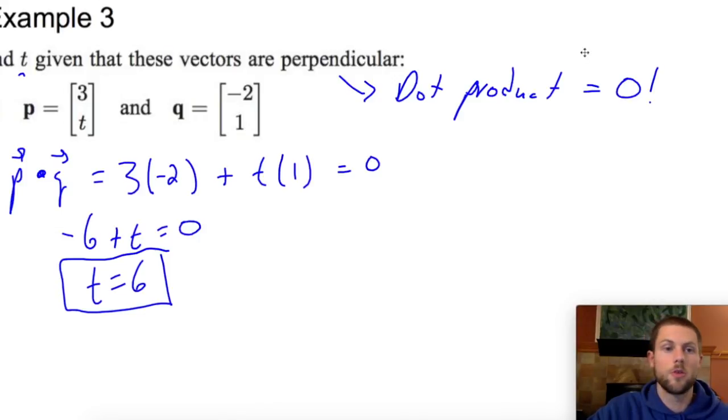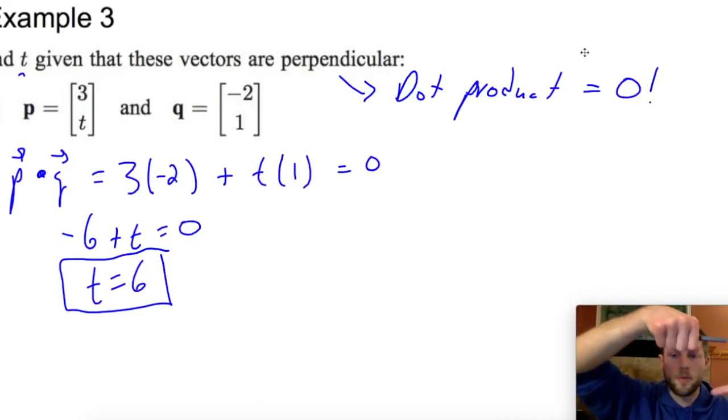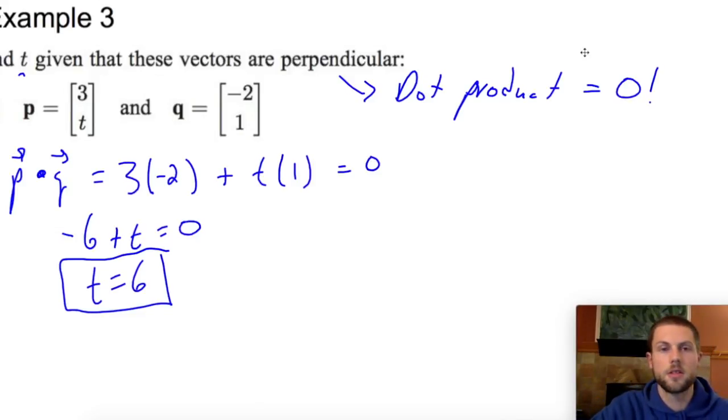A dot product of 0 kind of means that these vectors have no effect on one another. And if you think about the weight, if I'm pulling and pushing in perpendicular ways, those vectors don't really affect one another, at least not in the direction of their magnitude.